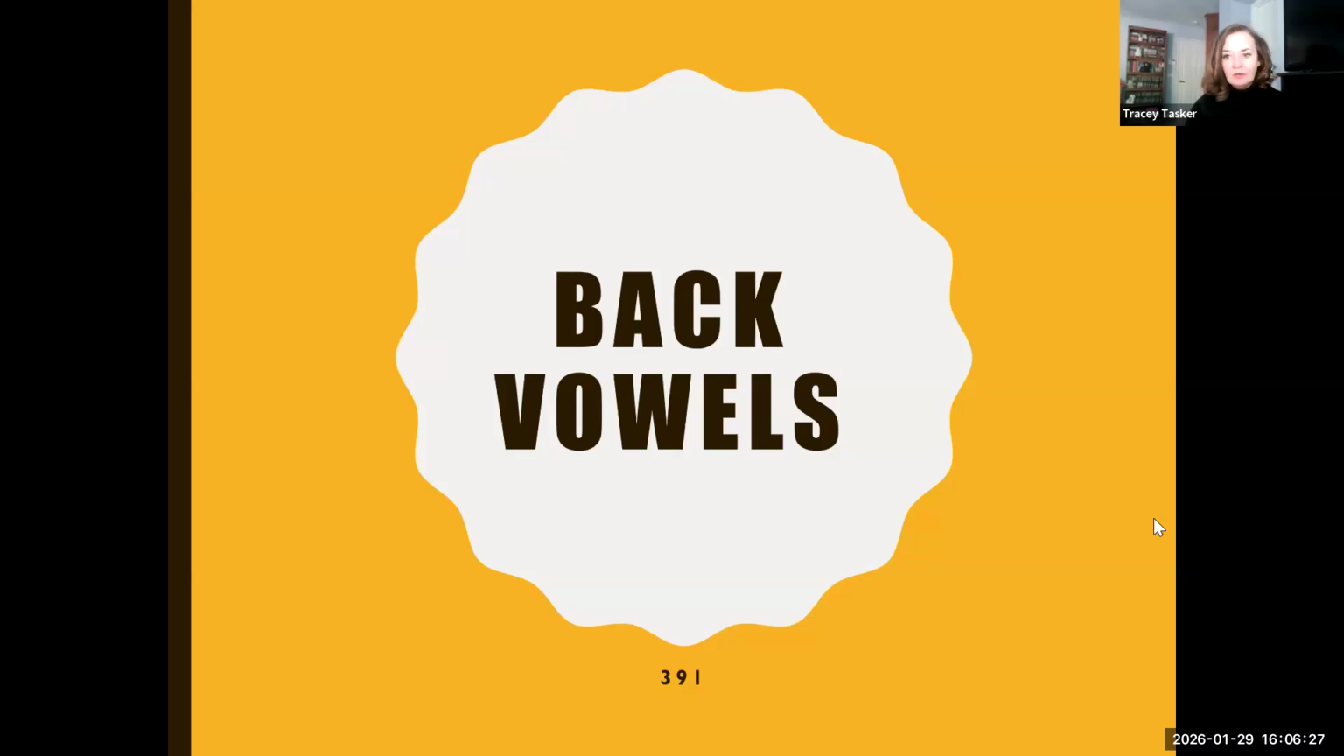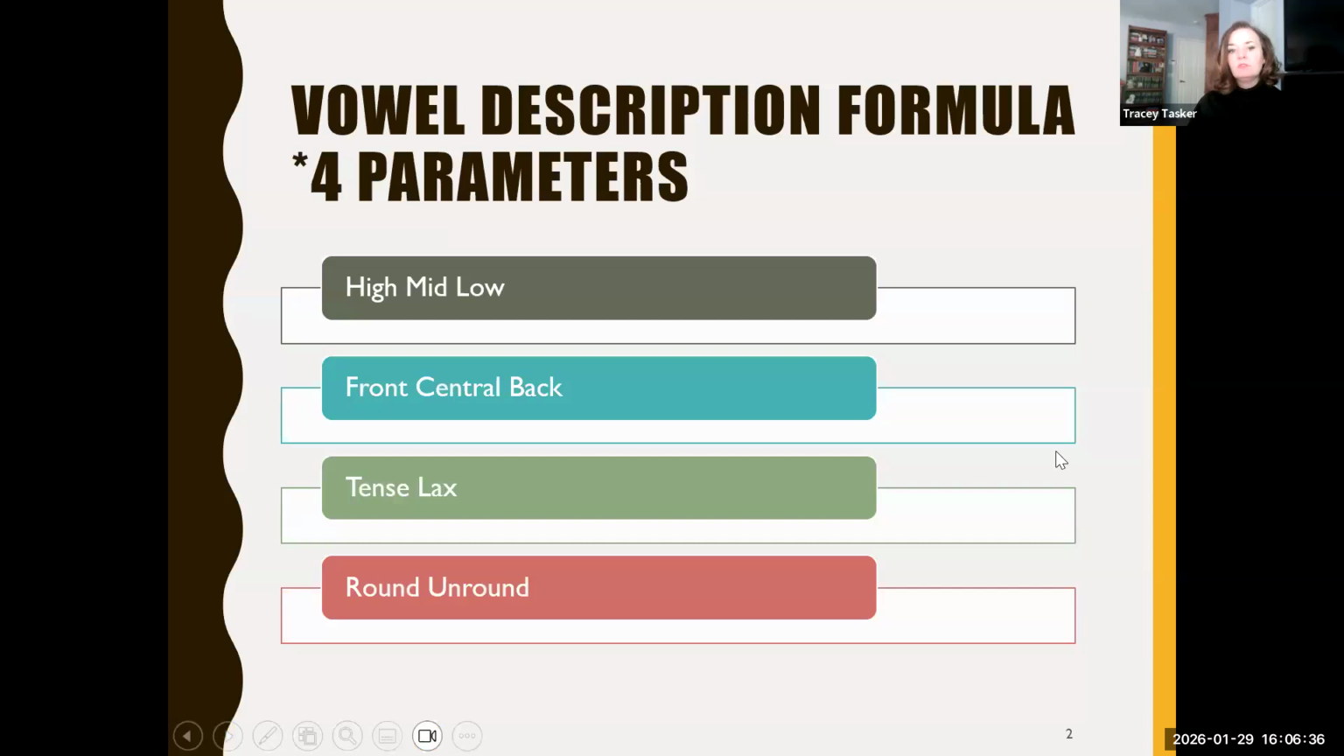All right, so we're going to end our week talking about back vowels. We talked in the last lecture about our front vowels, and where in the mouth these vowels are made with our tongue. Now we're going to be talking about back vowels, and whether they're high, mid, or low, and then tense, lax, round, and unround. This will be a little bit easier to understand having just gone through it with the front vowels.